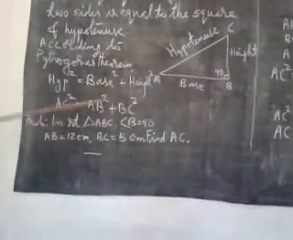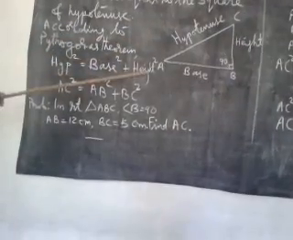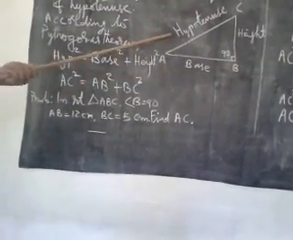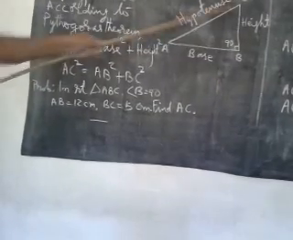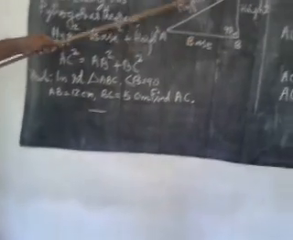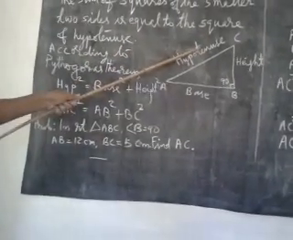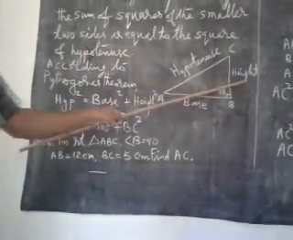Then a problem. The importance of this theorem is, if we know two sides, we can find the other side. There are only three sides. If we know any two sides, we can find the third side.